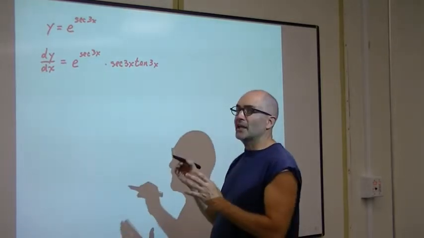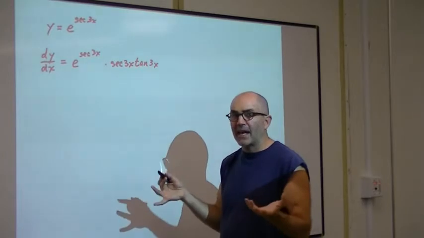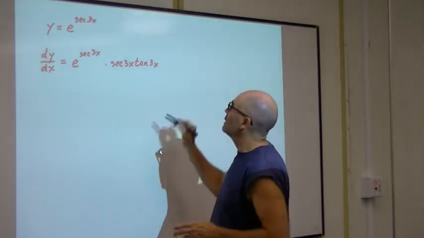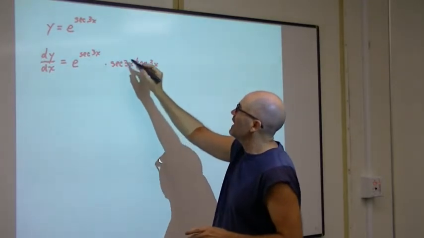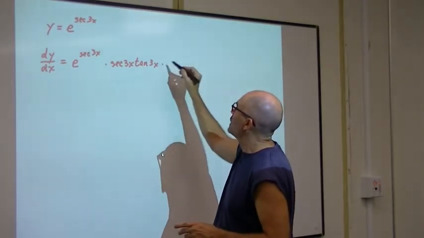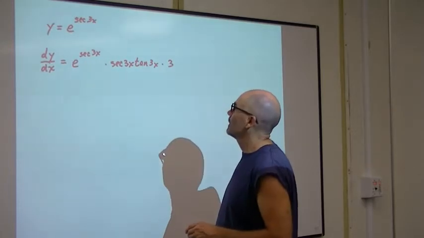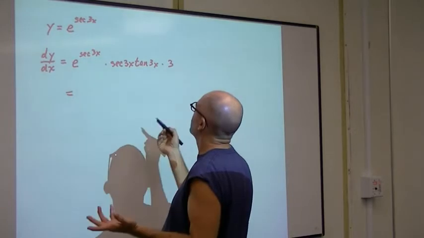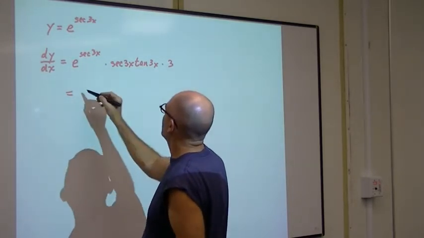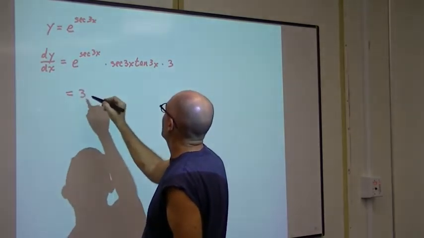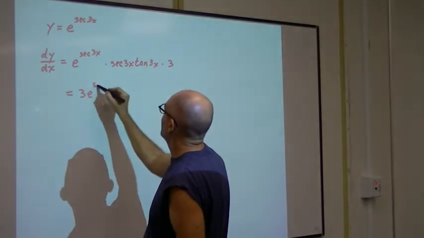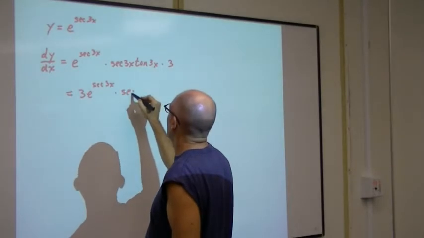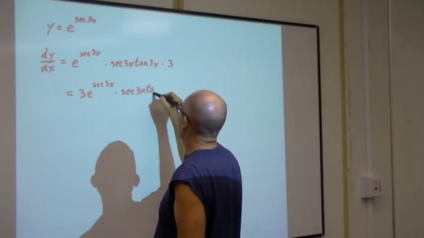Now, notice I just treated the 3x as if it was just a plain x. Well, it's not a plain x, it's a function of x, 3x. So now I have to take the derivative of the inside of that, which is 3. So the derivative is going to equal, yeah, we can put it in any order we want, so let's just go 3e to the secant 3x times secant 3x tangent 3x.